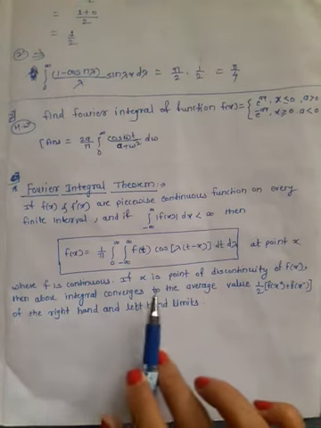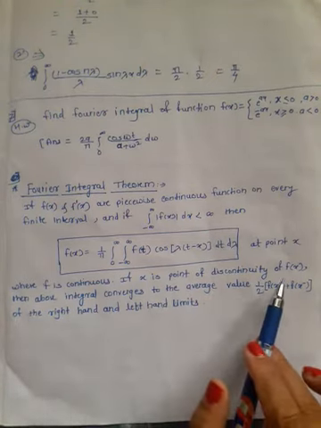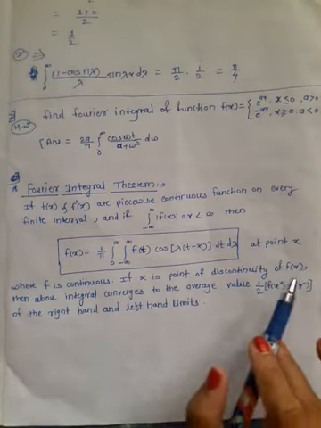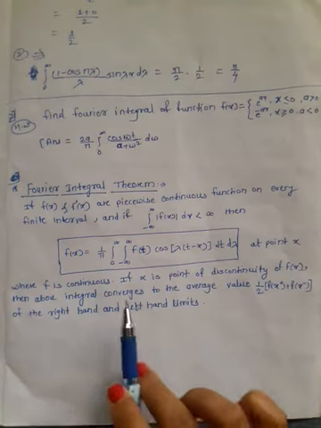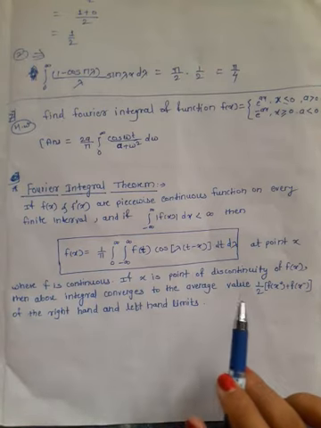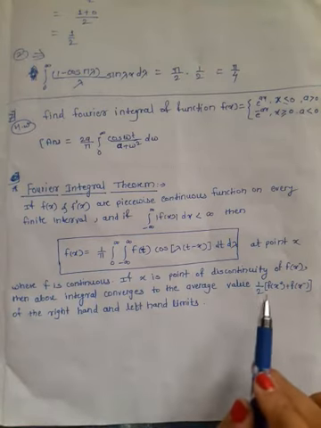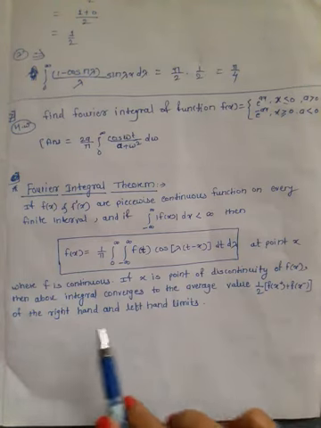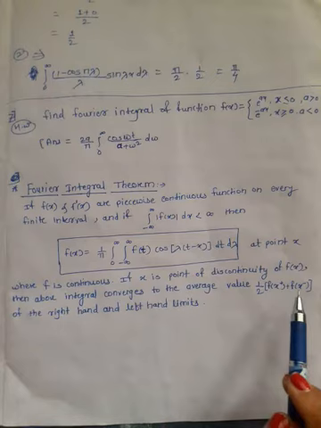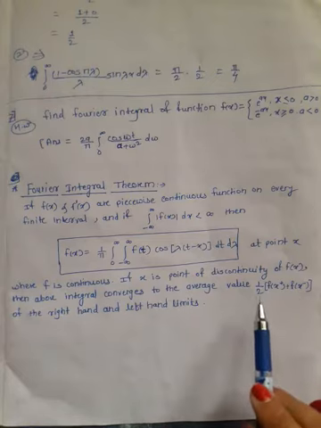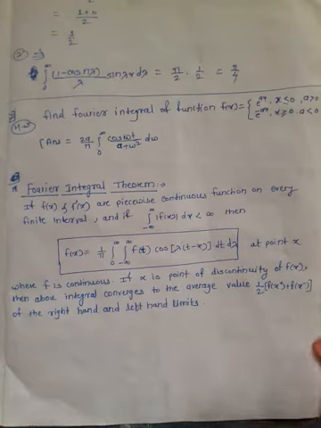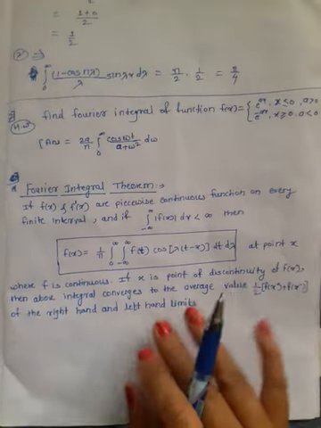If x is a point of discontinuity, that is, suppose x is a point where f(x) has a discontinuity, then the above integral converges to the average value of the function, that is, 1/2 [f(x+) + f(x−)], the right hand and left hand limits of the function, the average value, 1 by 2 into the addition of the limits. Okay, this is the statement of the Fourier integral theorem.